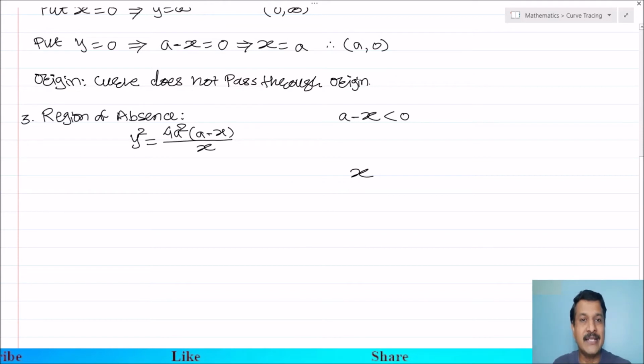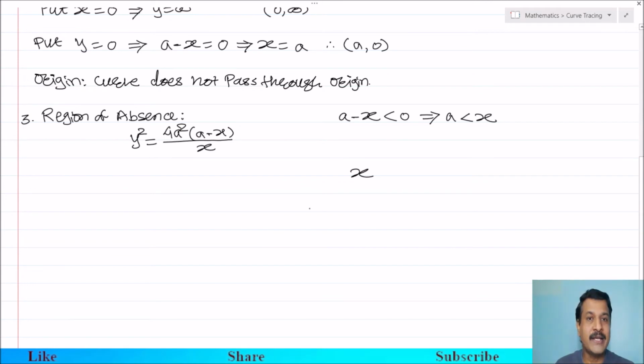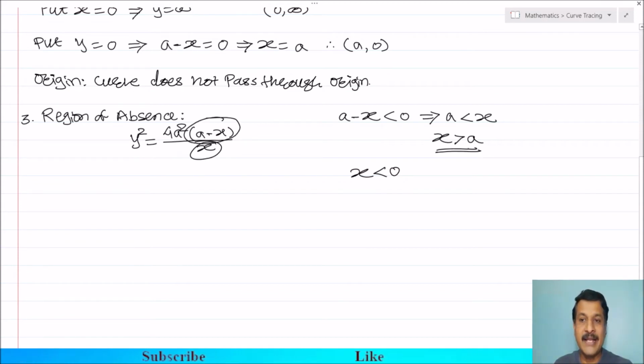And when a minus x is less than 0, it means a is less than x, so you take this minus x to this side where it will be plus, just like you solve an equation for inequalities. So I am getting a is less than x. What is the meaning of this? It means x is greater than a. And by the second term, the x term, x itself less than 0 means x is negative. When x is greater than a, the first term becomes negative.